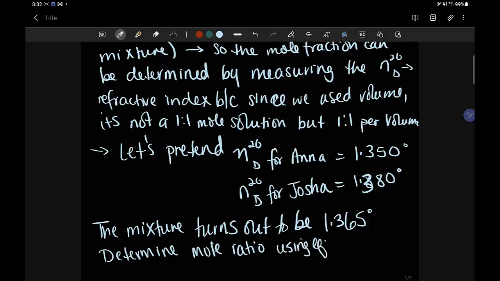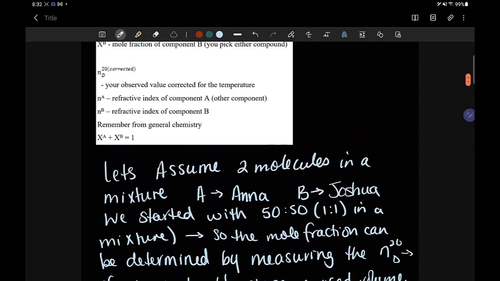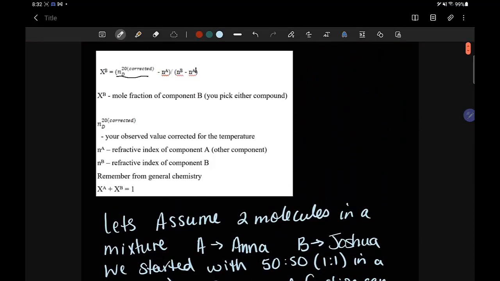So I measure my sample. It turns out the mixture's refractive index is 1.36. I'm just making up these numbers. I don't know what you got. So we're going to plug that into the equation.